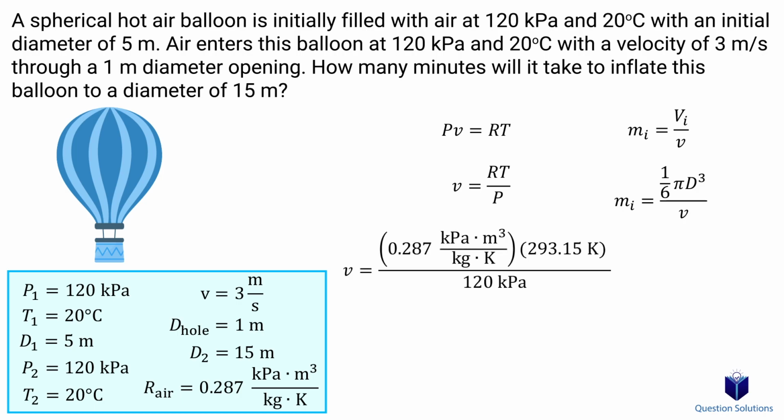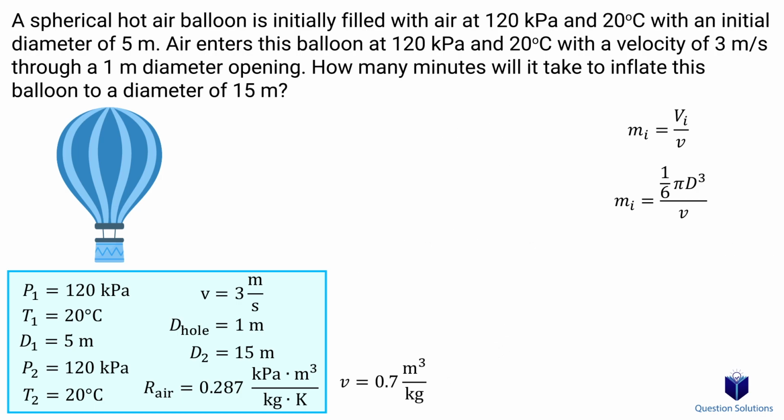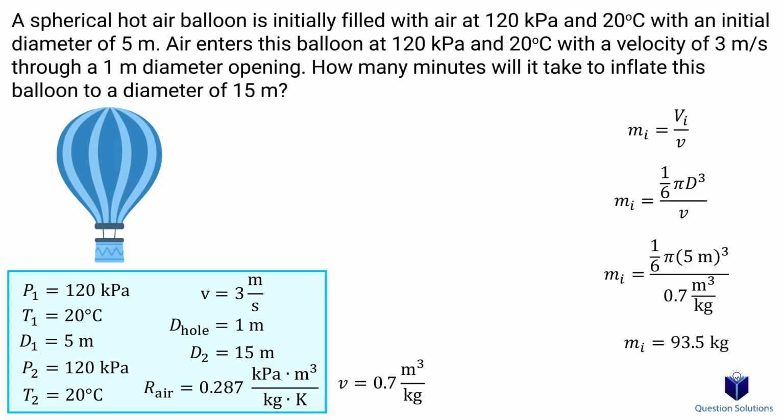Now we can plug in our values. Remember, you need the temperature in Kelvin for this equation. Let's solve. Now that we have the specific volume, we can go back to our previous equation. Let's plug in our values. Remember, this is for initial mass, so we're using the initial diameter of the balloon. Okay, so this is our initial mass.